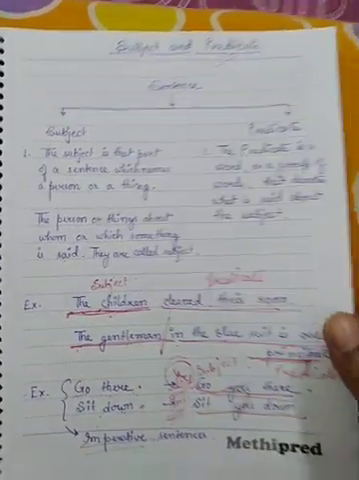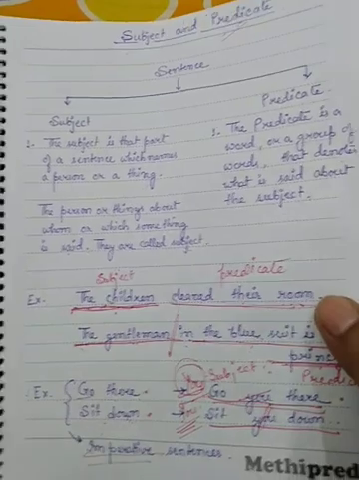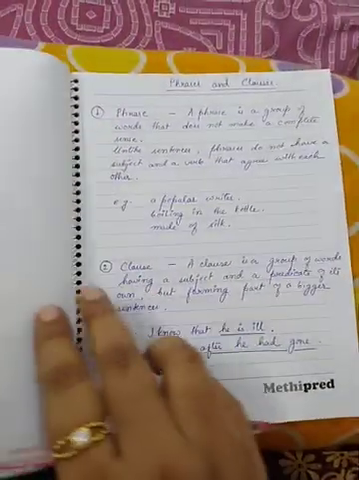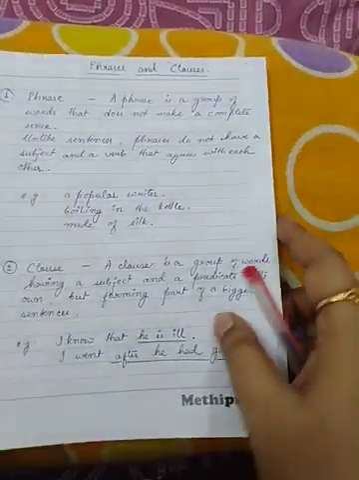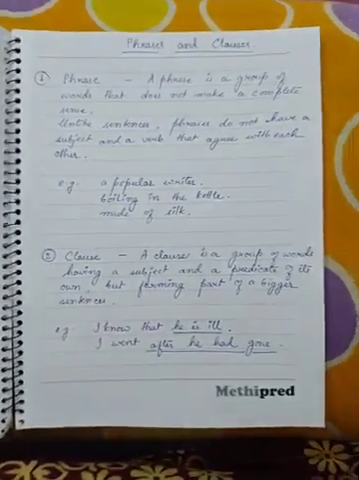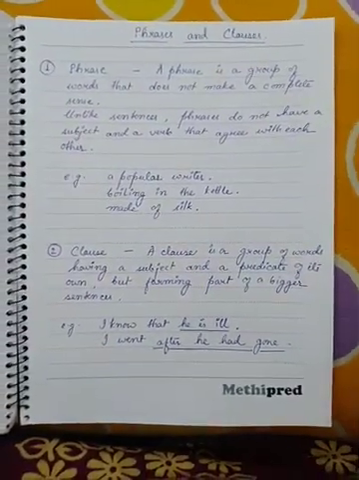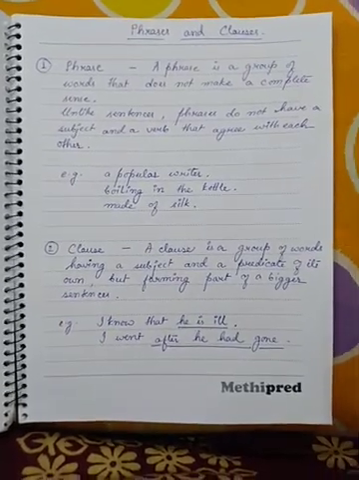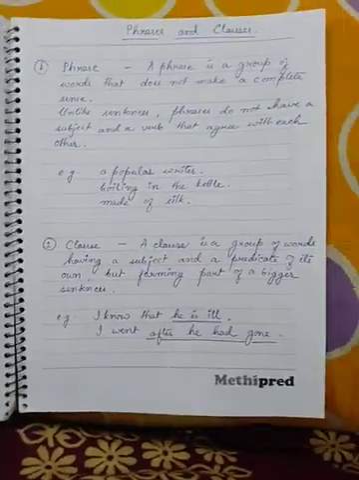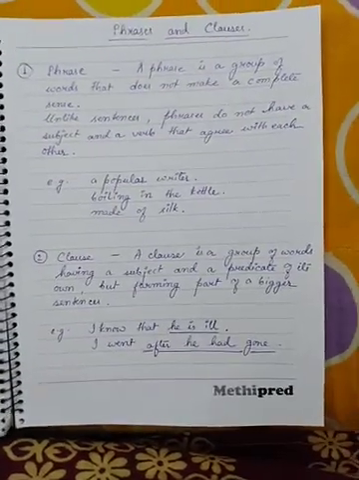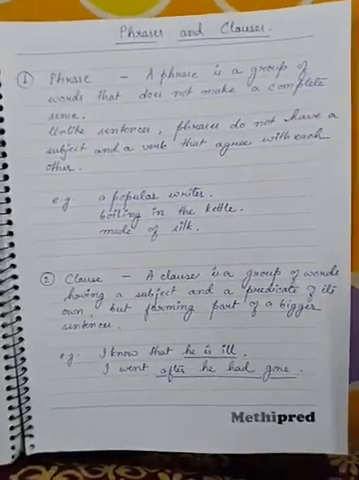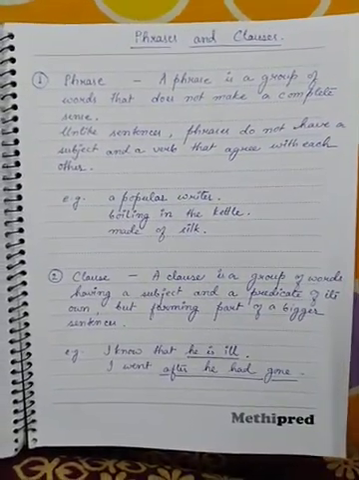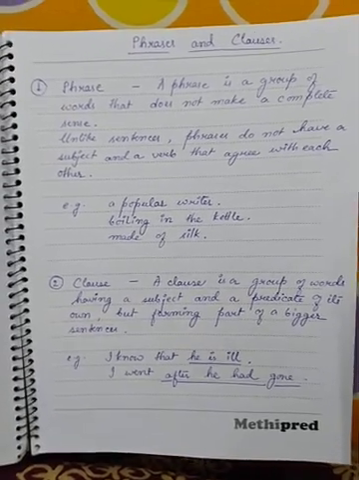Come to the next part. After subject and predicate, the two important parts of the sentence, that is phrases and clauses. A sentence also has phrases and clauses. In your book only phrases are mentioned, but along with the phrases it's very important to learn about the clauses too, because phrase and clause are two important parts of a sentence.